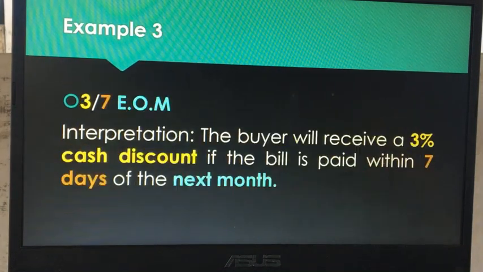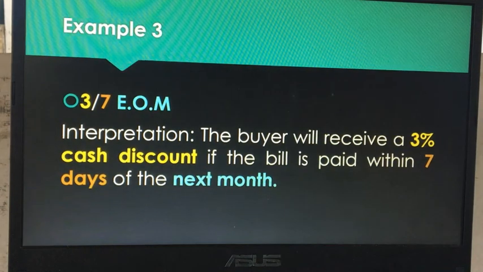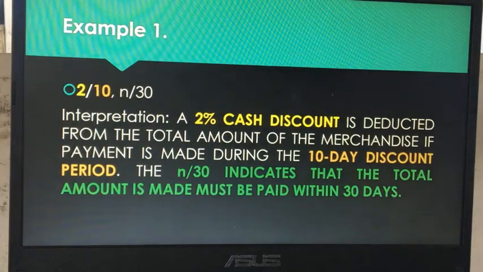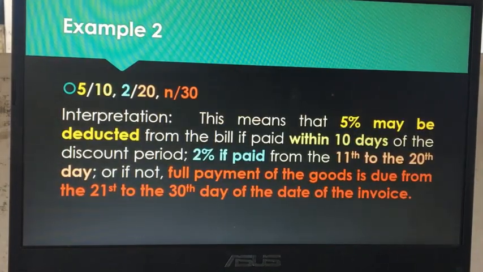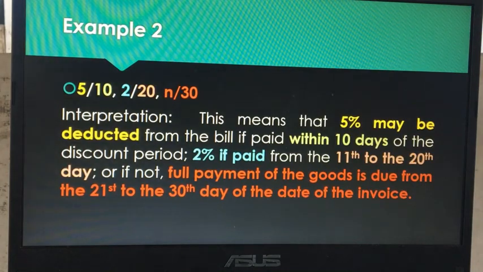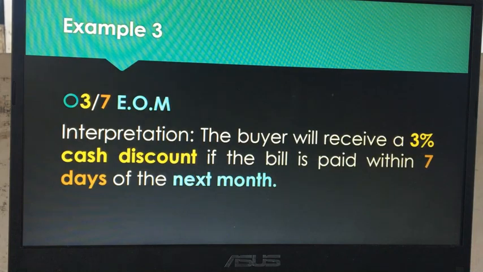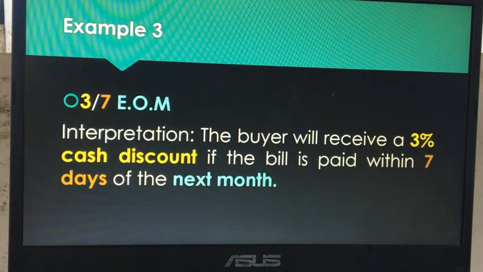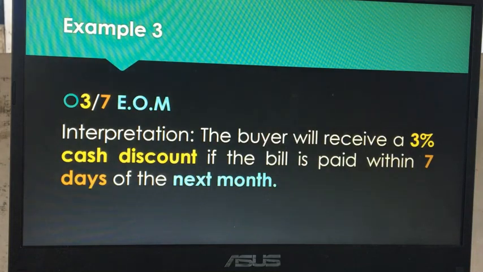Now let's proceed to example number 3. As you can observe, my payment term here is kind of different compared to the first two. Let's go back to the first two. Example number 1 was 2 over 10 and n over 30, which is similar to example number 2, 5 over 10, 2 over 20, and n over 30. Example number 3 is kind of different. This is another payment term that you have a big possibility of encountering as you interpret invoices.